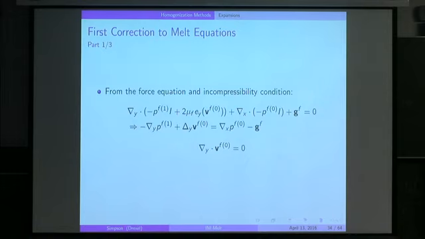Okay, so first correction of the melt equation. And this is going to give us Darcy. Now we're at order epsilon to the 1, and these are what survive. So this was everything in my order epsilon to the 1 expression. But then we have the incompressibility condition.